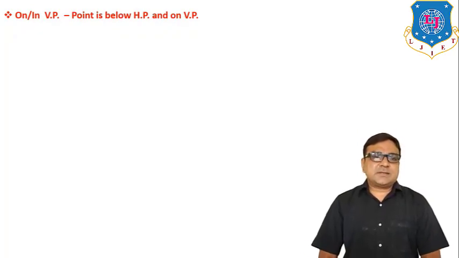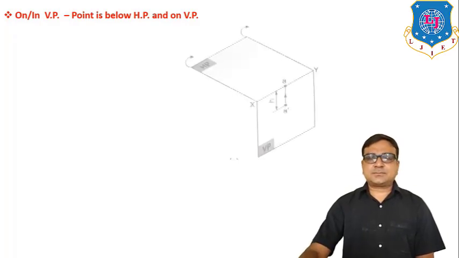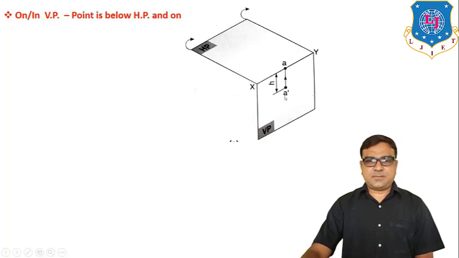Now next, when the point is below HP and on VP, this is my point A which is on VP and below HP. So when you observe for the front view, the projection of A on the vertical plane is A dash, and for the top view, the projection of A on the horizontal plane is small a.